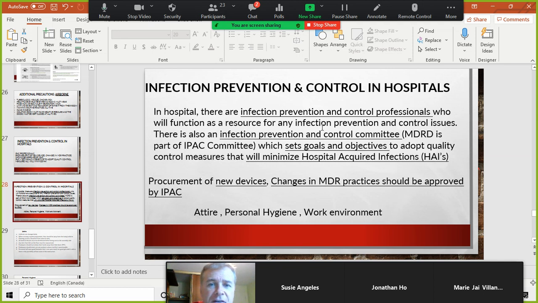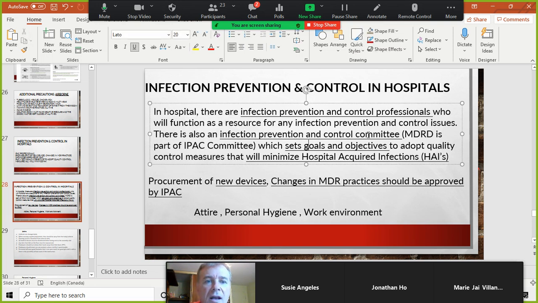In hospitals, there are infection prevention and control professionals who will function as a resource for any infection prevention and control issue. So hospitals have people, that is their job. There is also an infection prevention and control committee. The MDRD is a part of the IPAC committee. IPAC, infection prevention and control, that's what that one means. So MDRD is a part of IPAC, has to be, which sets goals and objectives to adopt quality control measures.